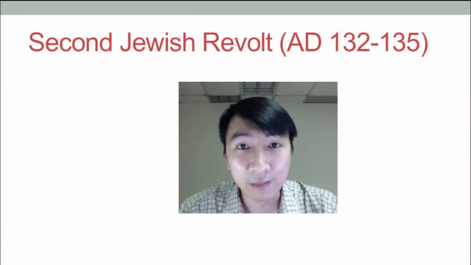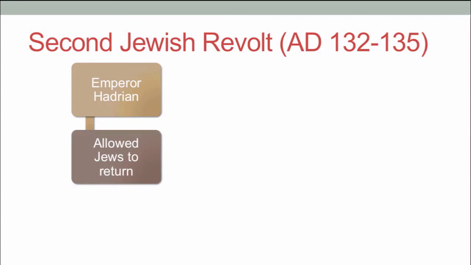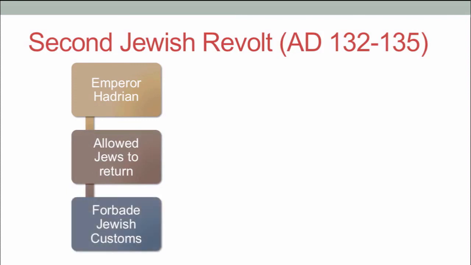We will now trace the events that led up to the Second Jewish Revolt. Under Emperor Hadrian, Rome decided to rebuild Jerusalem as a Roman colony. So the city was rebuilt in a Roman style, bringing in Roman temples and gods. They even erected a temple to the Roman god Jupiter at the place where the Jewish temple once stood. Hadrian allowed the Jews to return. However, he didn't allow the Jews to practice their customs, and he even forbade circumcision.